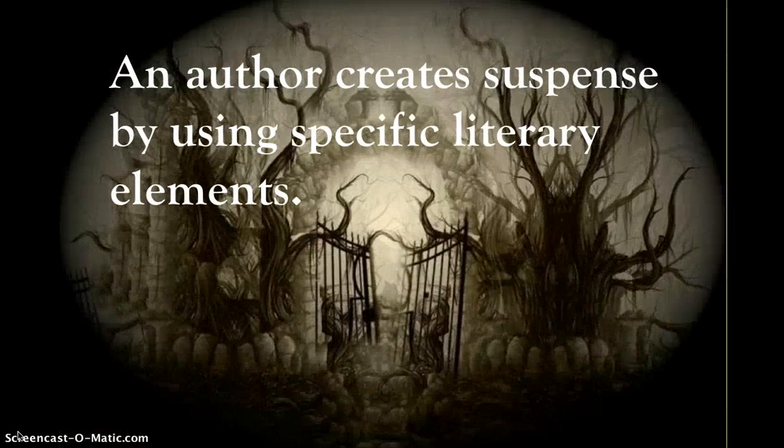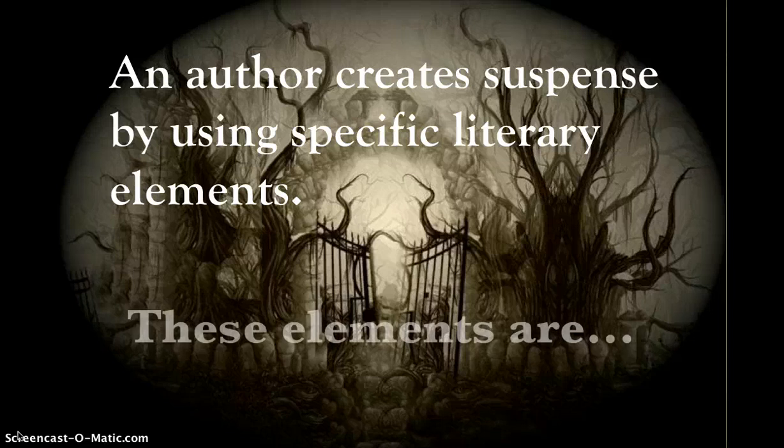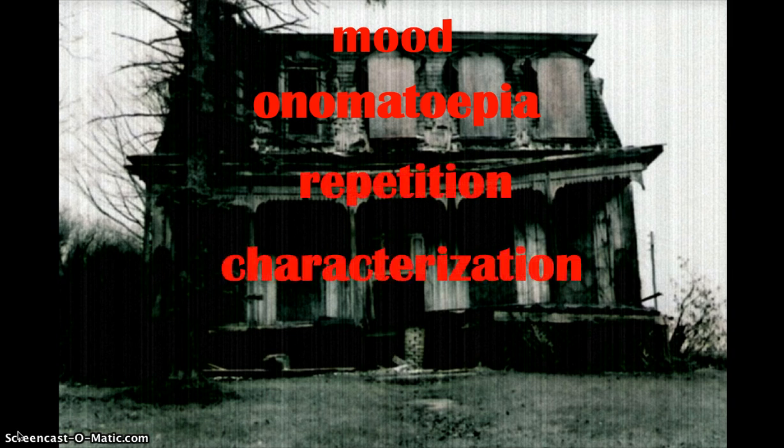So an author creates suspense by using specific literary elements. These elements are mood, onomatopoeia, repetition, characterization, imagery, and pace. So let's take a look at each of these individually.